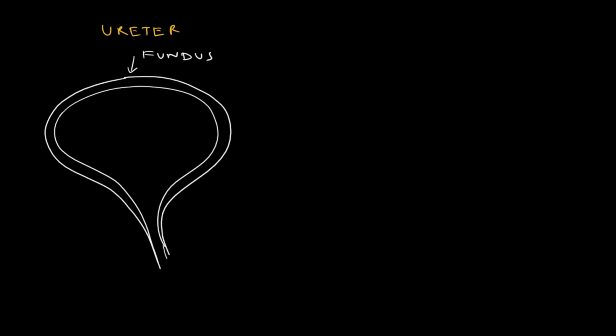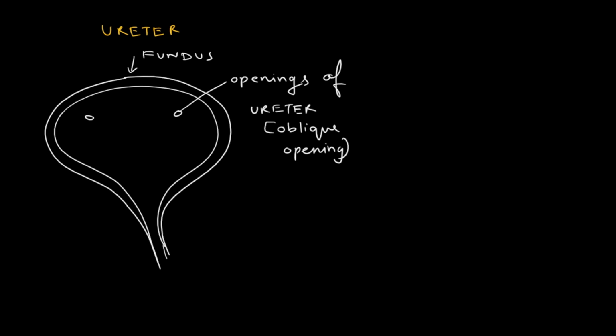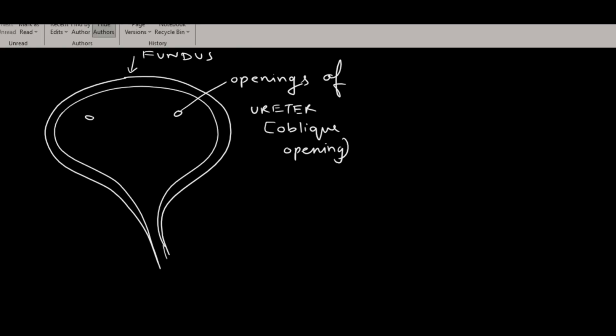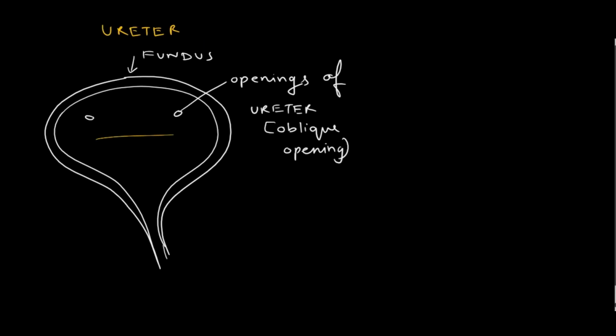And internally, if you see, there are two openings. These are openings of the ureters. So the ureter opens here and it opens obliquely. Okay, oblique opening. So it collects the urine, and the urine gets collected over this region.